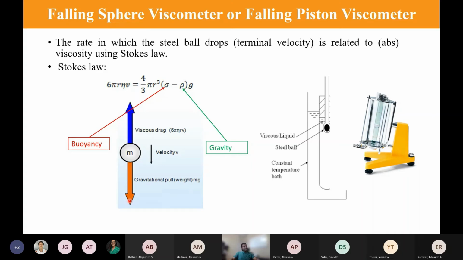So you can say that however much force your steel ball is seeing, it's a function of viscosity. And Stokes defined the equation up there. So you can use this equation to figure it out.